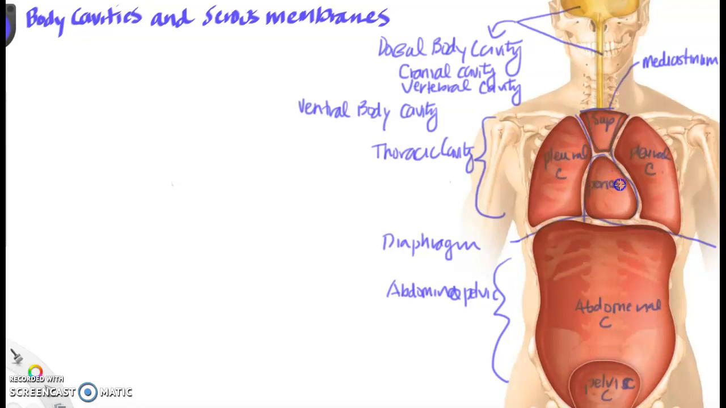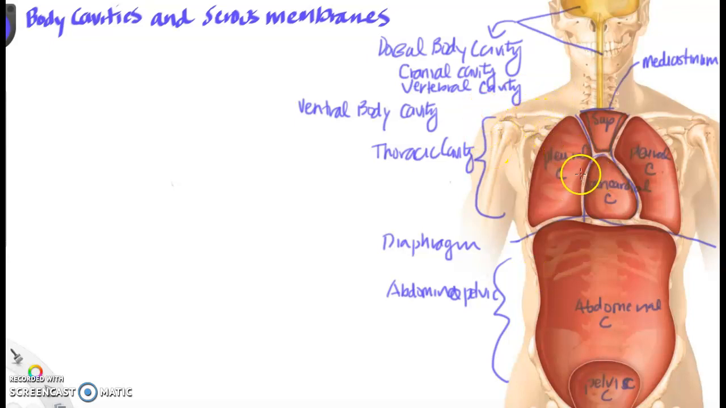So the pericardial cavity. Okay. So there's a cavity for your heart. There's cavities for your lungs. Like a big cavity for most of your upper abdominal organs, and then a smaller cavity for your lower abdominal organs.